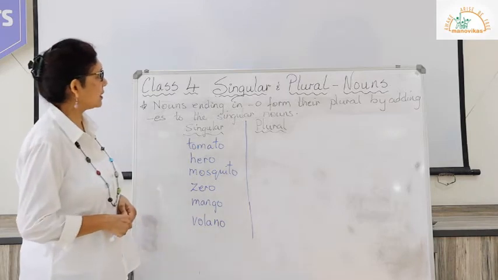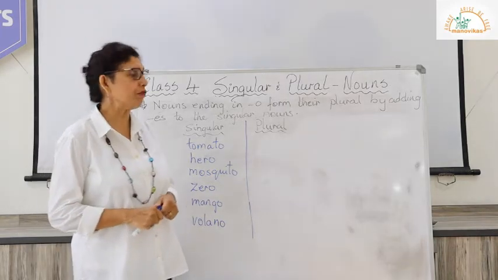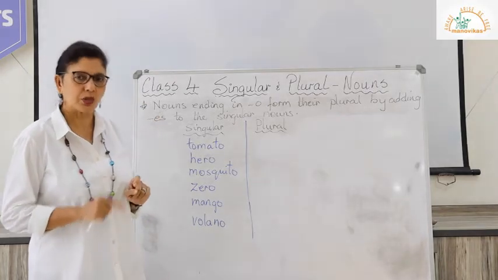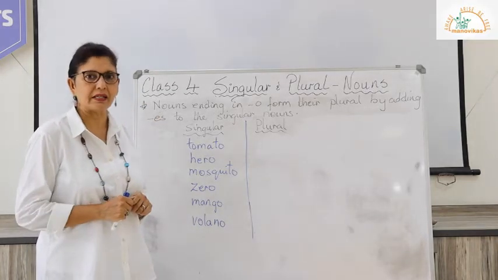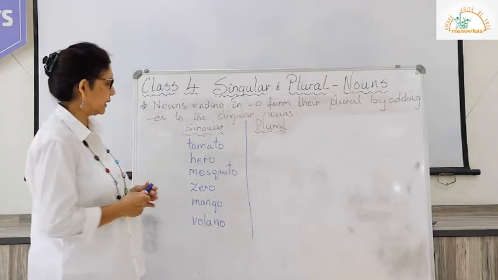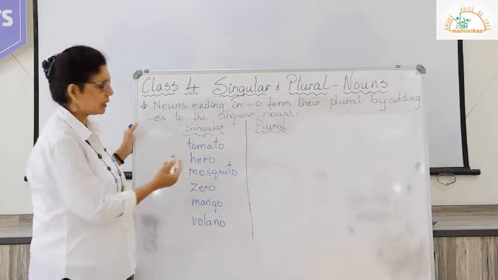Now nouns ending in O also form their plural by adding ES to the singular nouns. So again, nouns that end with the letter O also form their plural by adding ES. Let's take a few examples.